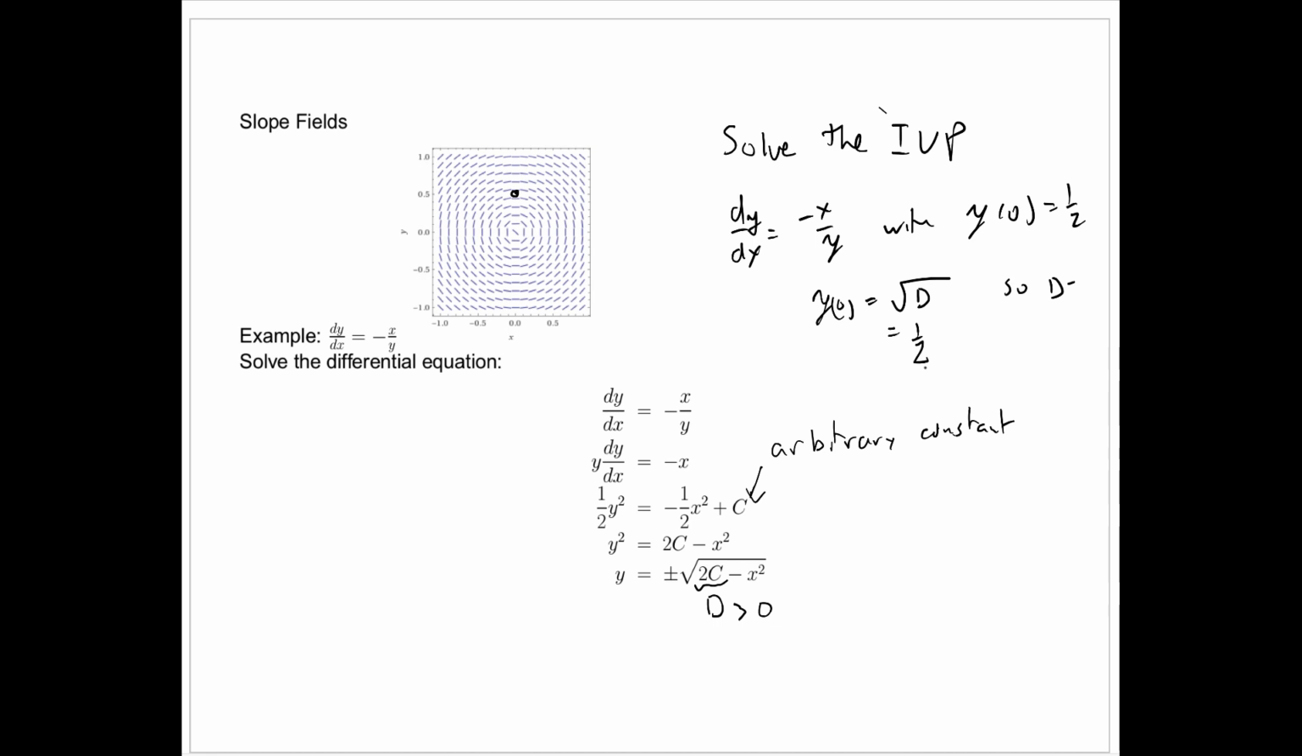So what does that tell you about d? If we square both sides, we get d equals 1/4. And then y is the square root of 1/4 minus x squared.